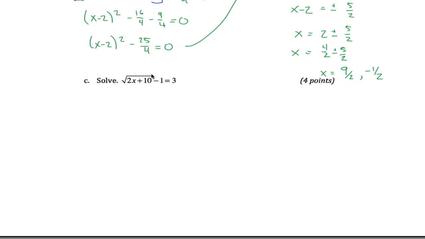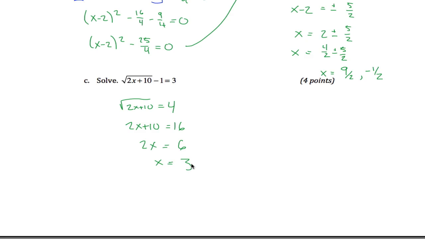Okay, solve another one of these. These are the square root ones. What you do with these square root ones is to get the square root by itself. To get the square root by itself, I'm going to add 1 to both sides of the equation. Then square both sides of the equation. Then solve for x. So what I get for my final answer is x equals 3.